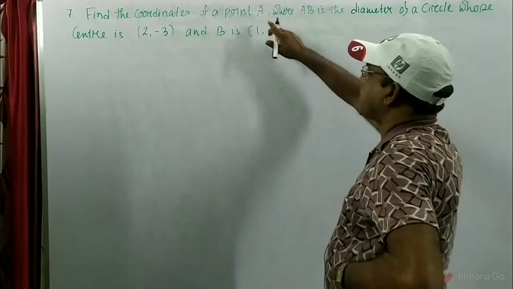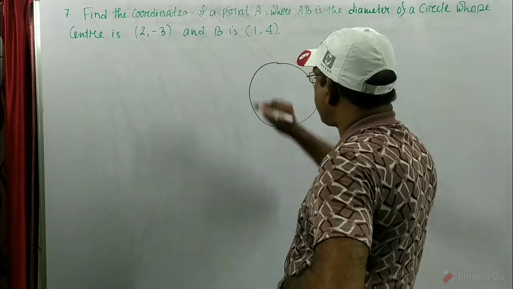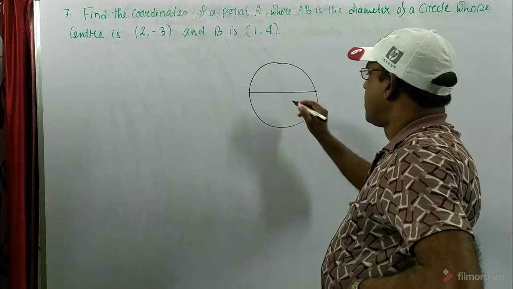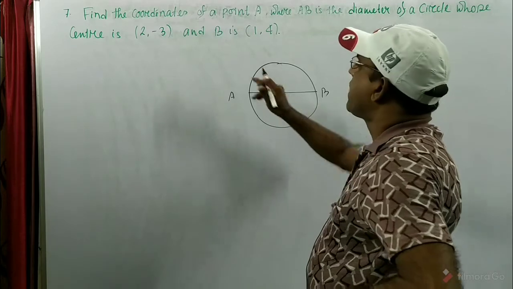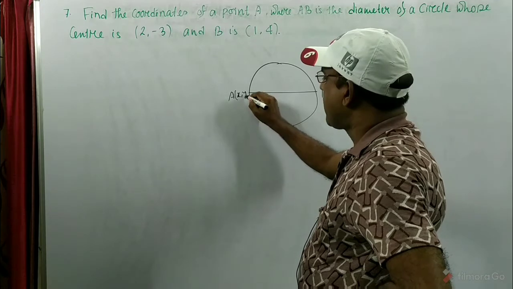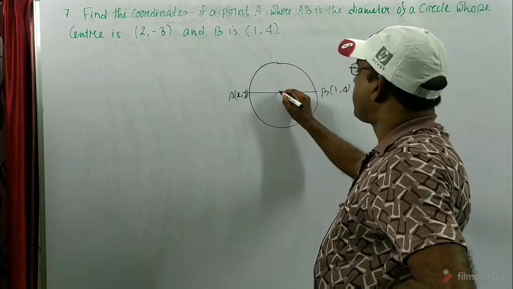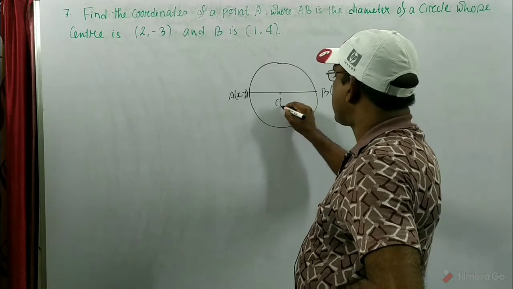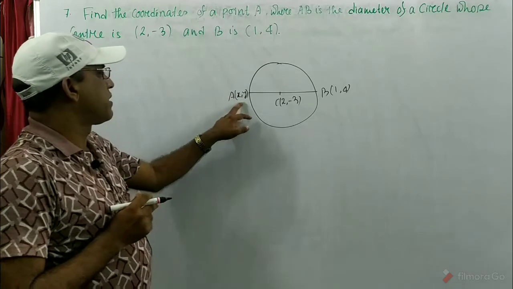Now we want to find the coordinates of A. First we draw the circle. Suppose this is our circle and this is the diameter AB. Find the coordinates of A. We want to find A. A we consider (x, y), and B is given (1, 4), and the middle point, the center, is also given, (2, -3). This is C. Now what is the coordinate of A?